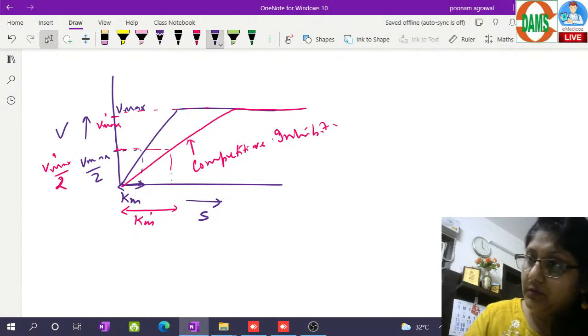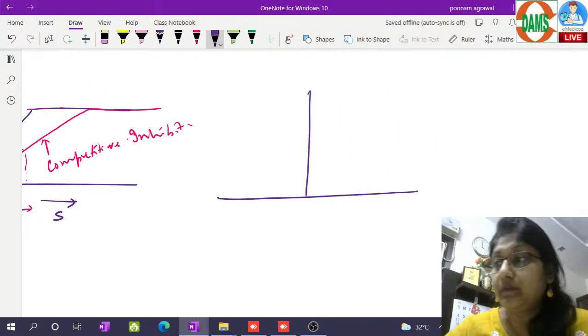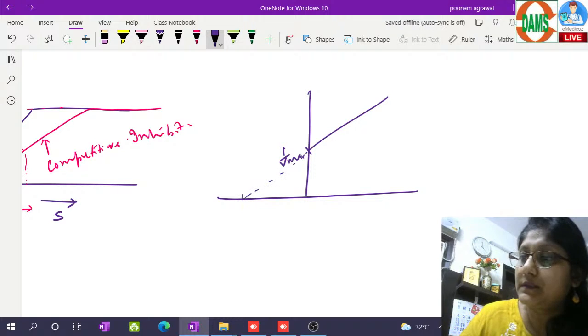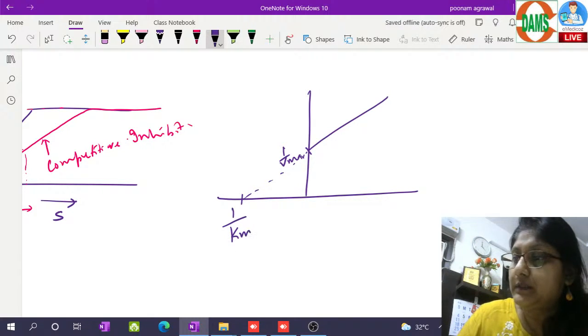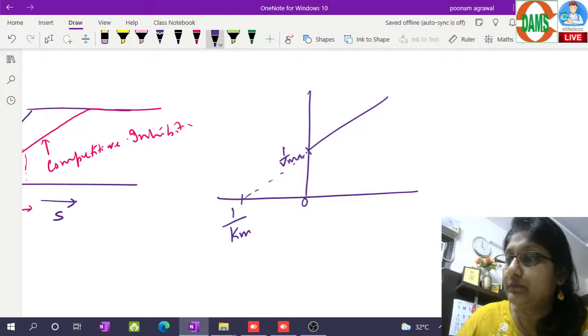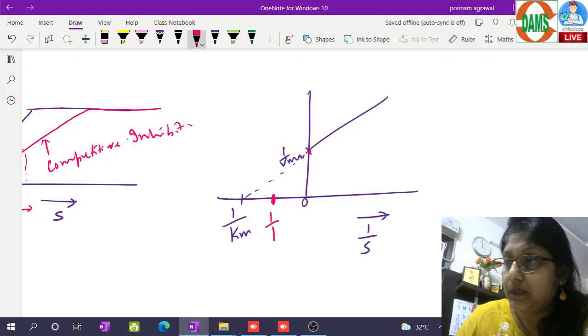Now, how does the same competitive inhibitor change the Lineweaver-Burk plot? You know this point is 1 by Vmax, and the point where the line intersects the minus x-axis is 1 by Km. This is 0. This is 1 by substrate concentration. The competitive inhibitor doesn't change the Vmax, so the point is going to be here. Competitive inhibitors increase the Km value, so 1 by Km is going to decline.